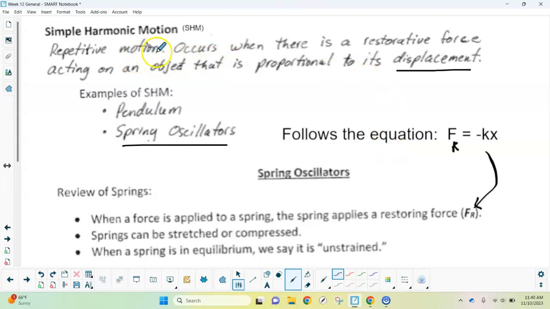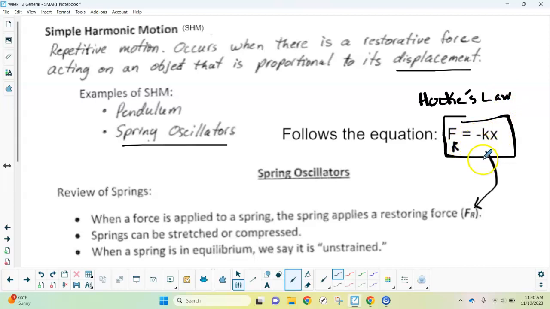The equation that it follows, or pendulums don't follow exactly this, but it's close enough that we use it, is this equation here. This equation is known as Hooke's law. Hooke was an English scientist who studied springs, so it's called Hooke's law, named after him. And the equation is Fr, for restorative force, equals negative Kx.